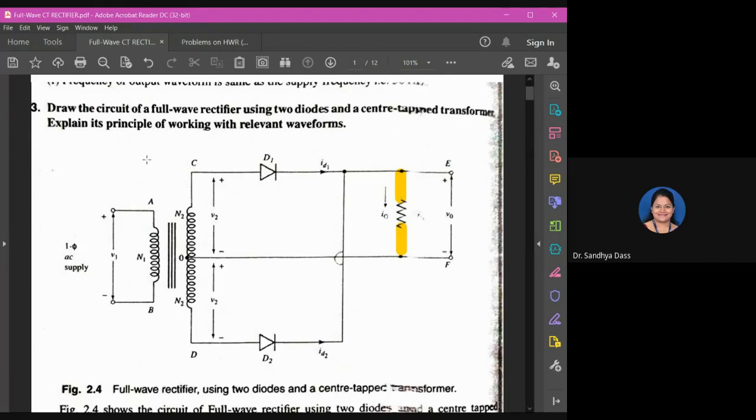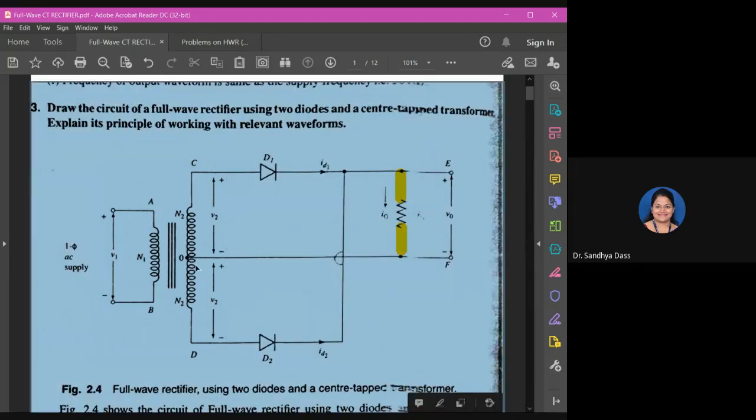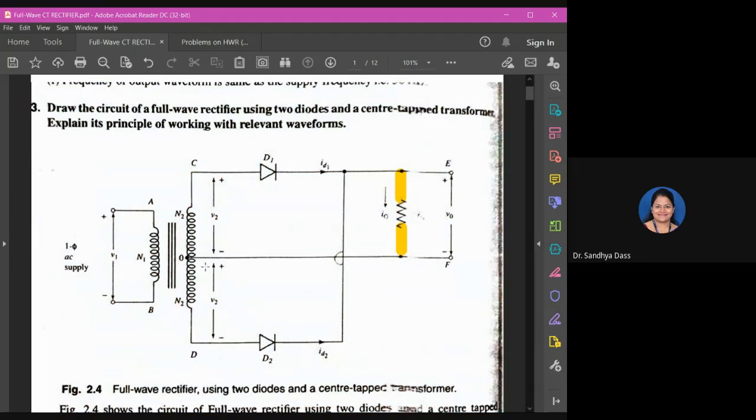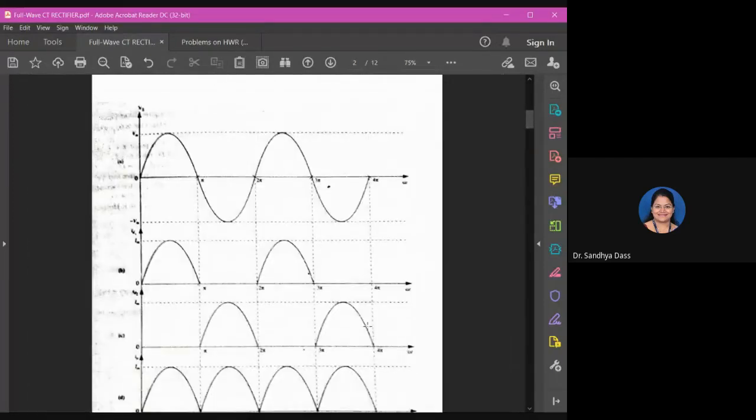So bring to your understanding that in the center tapped transformer type, the secondary voltage can be split and used separately like this, using a center tapped connection. Assuming that you have understood the circuit and working, now observe the output. This is your input, the sinusoidal input you have applied across the secondary of the transformer.